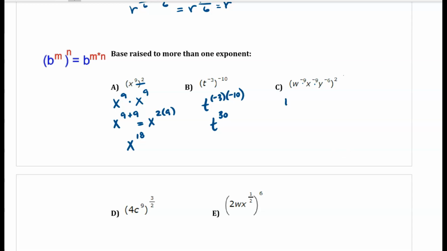So I'm going to have w to the negative 9 multiplied by 2. I'm going to have x to the negative 9 multiplied by 2. And I'm going to have y to the negative 6 multiplied by 2. So each of the factors on the inside gets raised to that power. If I simplify, w to the negative 18, x to the negative 18, y to the negative 12.